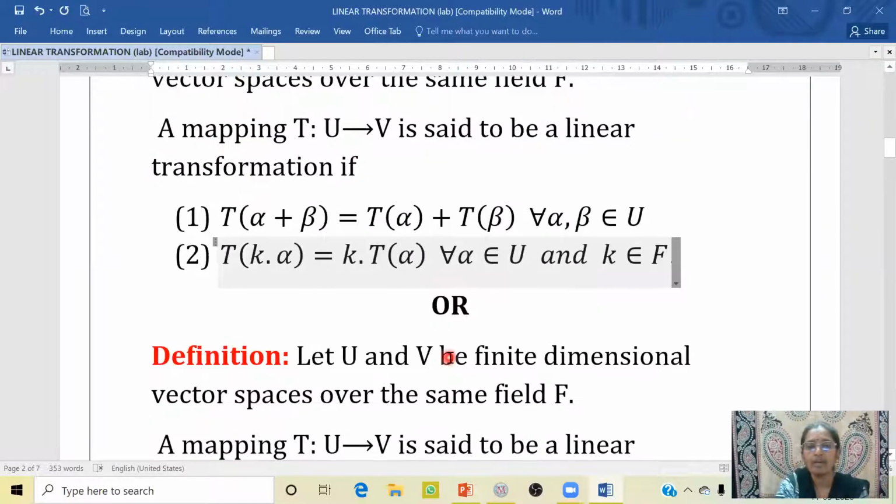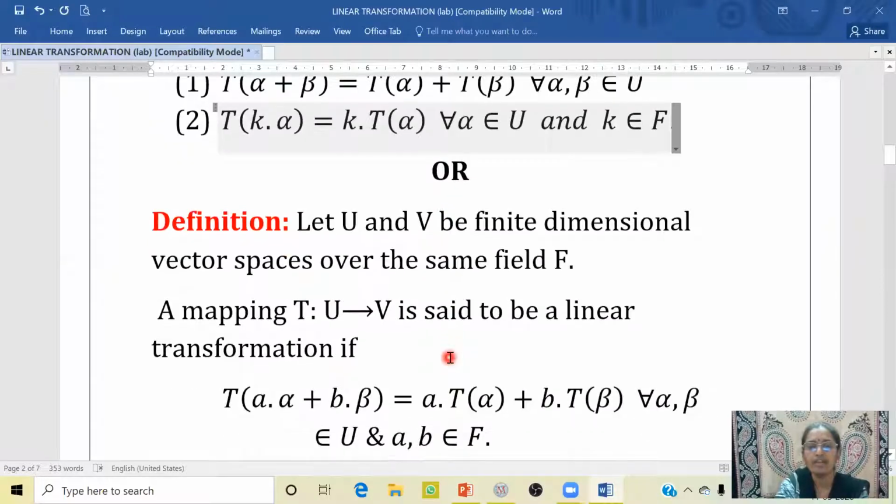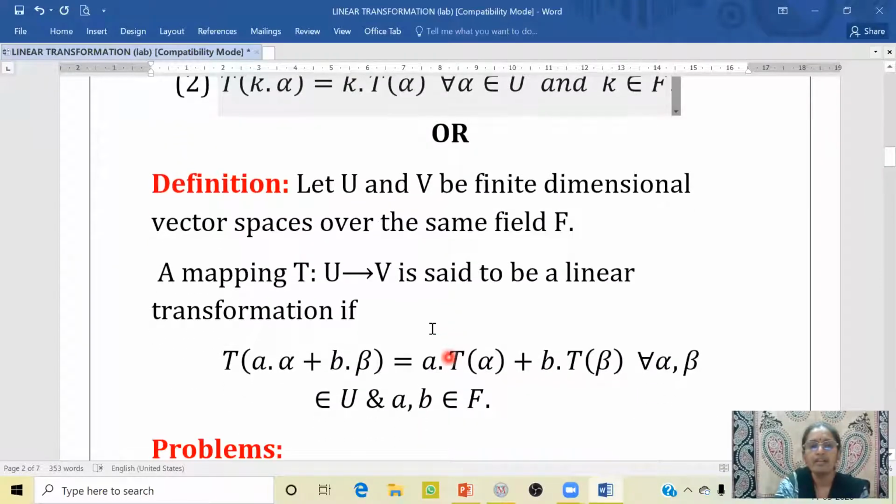Or we can combine the above two conditions into a single condition and define the linear transformation as follows. Let U and V be finite dimensional vector spaces over the same field F. A mapping T from U to V is said to be a linear transformation if T of A into alpha plus B into beta equal to A into T of alpha plus B into T of beta for all alpha beta belonging to U and A and B belonging to F.